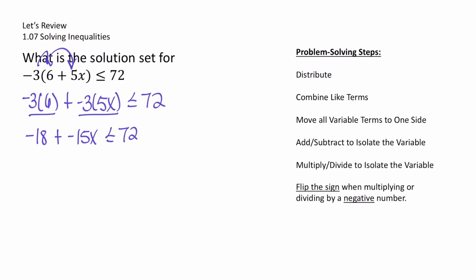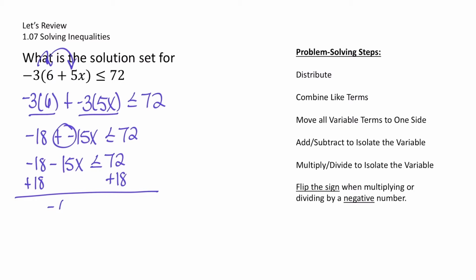So we have negative 18, that plus negative I'm going to combine to a subtraction, and that's less than or equal to 72. Now I'm going to isolate the variable by first adding 18 to both sides. So I get negative 15x is less than or equal to 90. Now to get x by itself, I'm going to divide both sides by negative 15. And when I do that, I have x, and then I'm going to flip this inequality sign. So I have x is greater than or equal to negative 6.